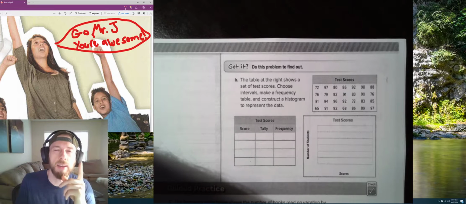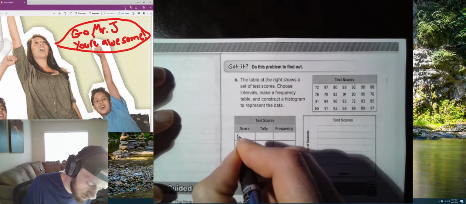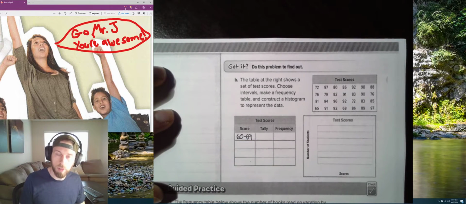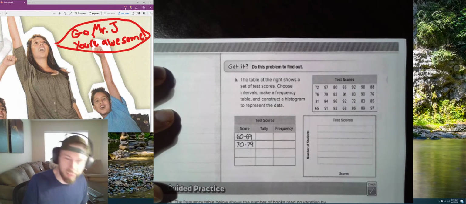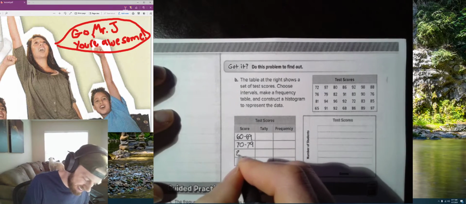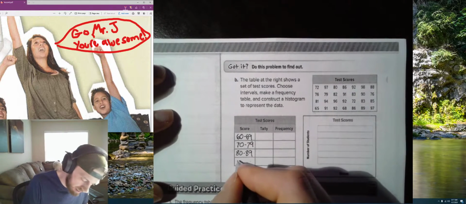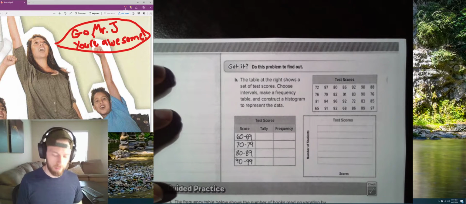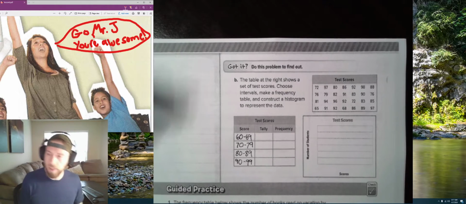Probably something like this. All my scores that are from 60 to 69, I'll include there. All of my scores from 70 to 79, those are C's. 80 to 89, B's. And 90 to 99, that ever elusive A. Right? My scores only go up there, so I can leave them like that.